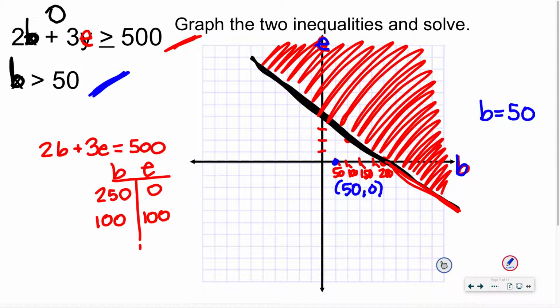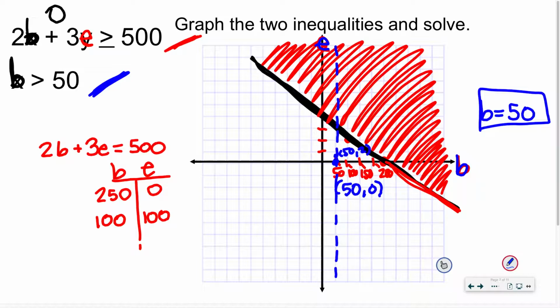50 and 2. That one there. Okay. What's that line going to look like? It's going to be vertical. And will it be solid or dashed? So think about what this means. That boundary line is a vertical line because B equals 50. No matter what your E value is, B is always 50 for that boundary line, which would make it vertical.